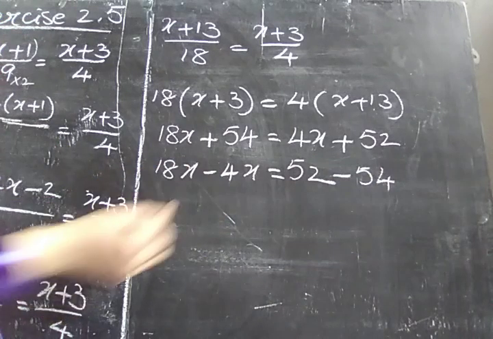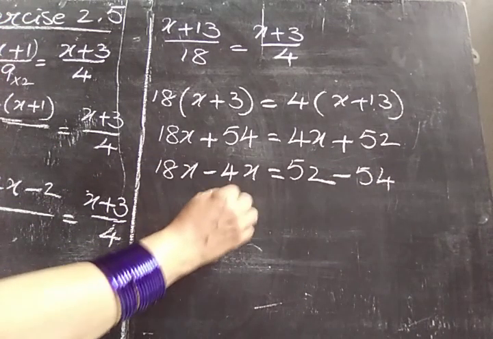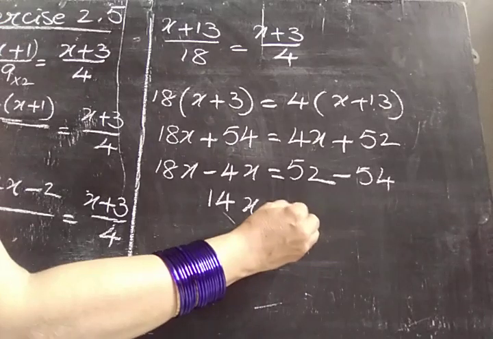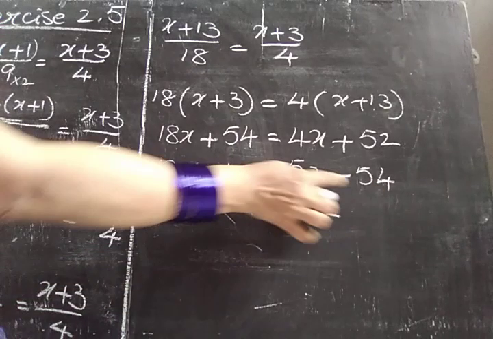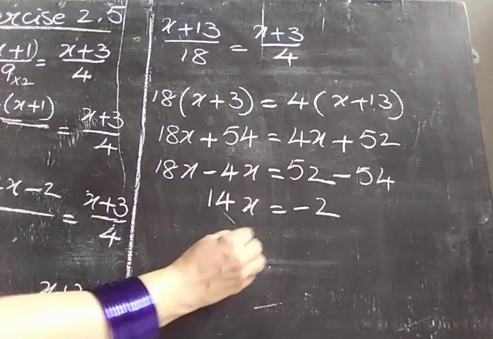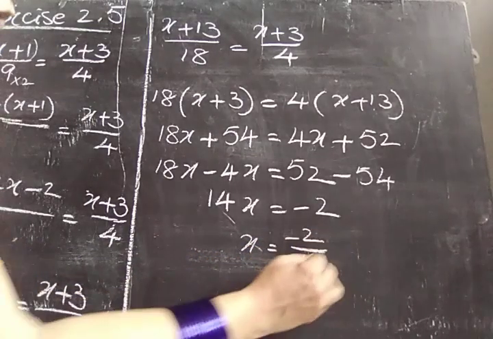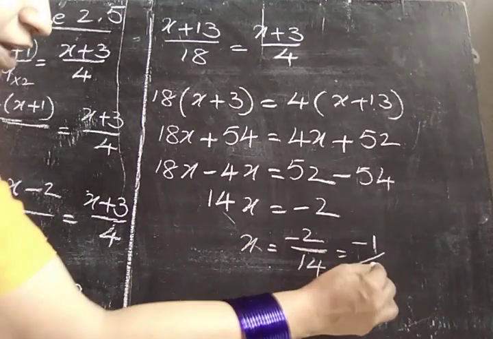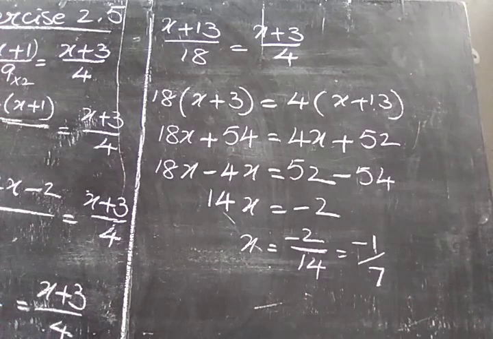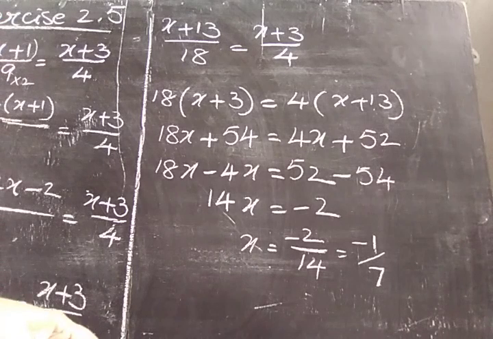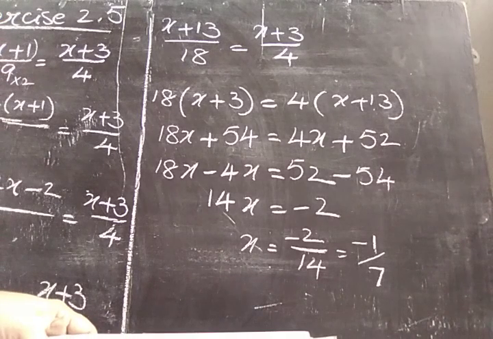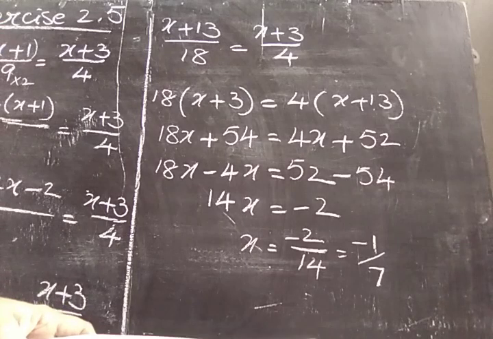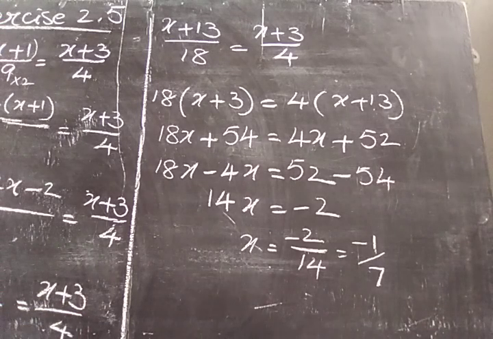18x minus 4x, 18 minus 4, 14. 14x is equal to minus 2. Here negatives are more only, na? And x is equal to minus 2 by 14. That becomes minus 1 by 7. x is equal to minus 1 by 7. x value here, minus 1 by 7. Okay, understood, children?